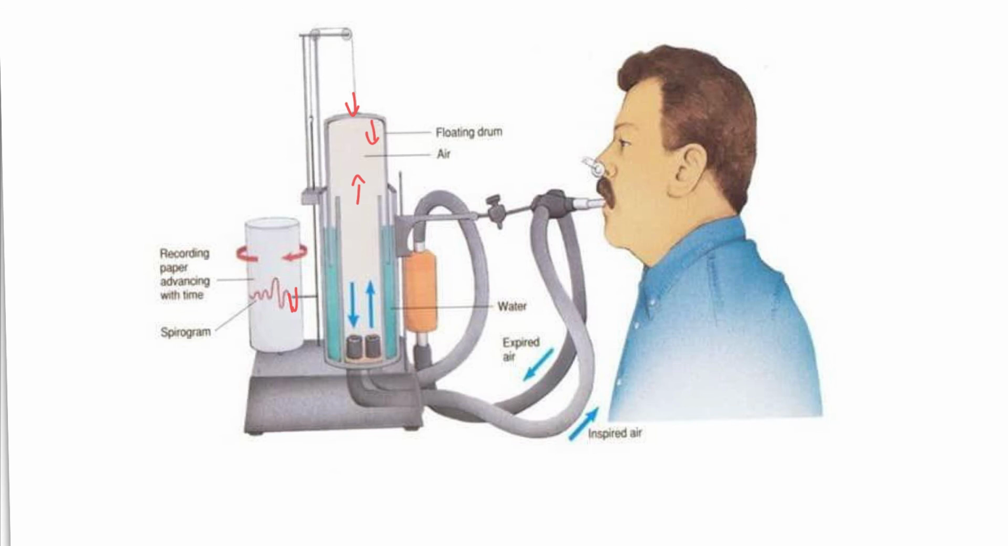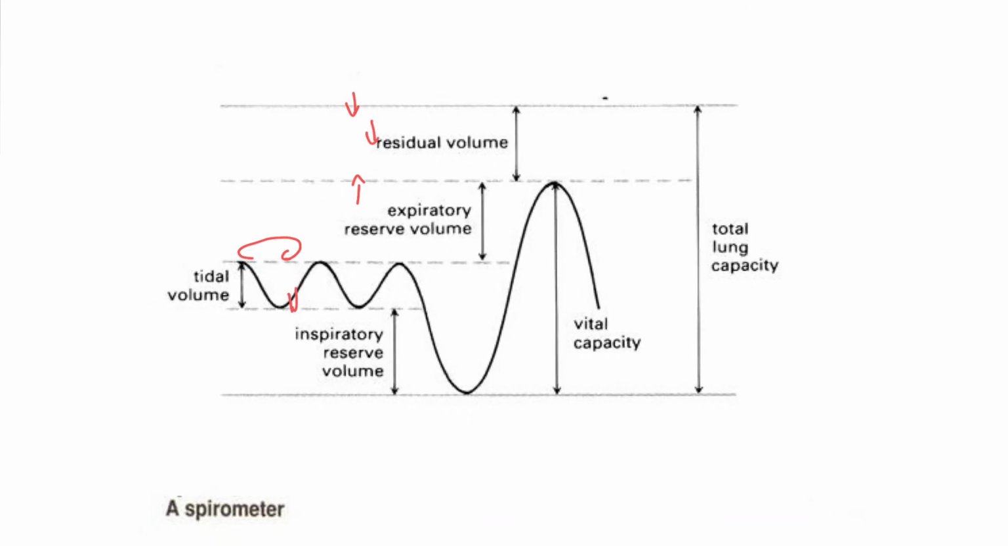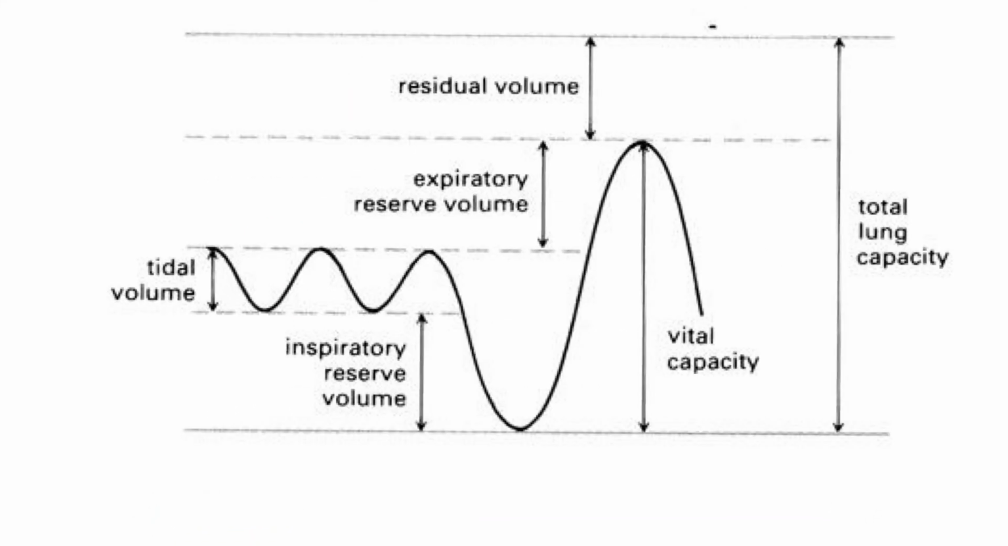So this line will correspond with his breathing in and out. And this drum is continuously rotating so that the line will go along. This will produce something that looks a bit like this. So this is a spirograph. This is showing the pen moving along the paper as the person breathes in and out. So the first thing we have here is your tidal volume. Your tidal volume is the normal amount of air breathed in and out during a normal breath.